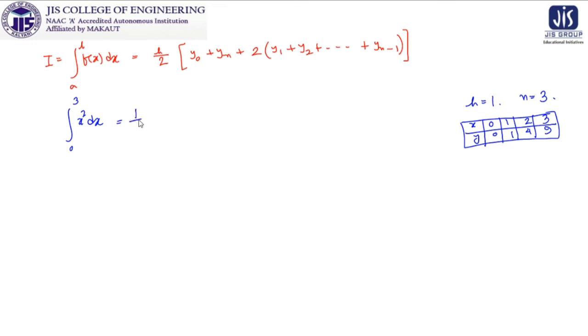x is 0, 1, 2, 3 and y is 0, 1, 4 and 9. So we can find it as 1 by 2 times (y0, that is 0, plus 9, plus 2 into the remaining parts, that is 1 plus 4). So what we get? Half, then 9 plus 2 into 5, that is 10, so 19 by 2. So if we follow the rule and the process, we can find a result.